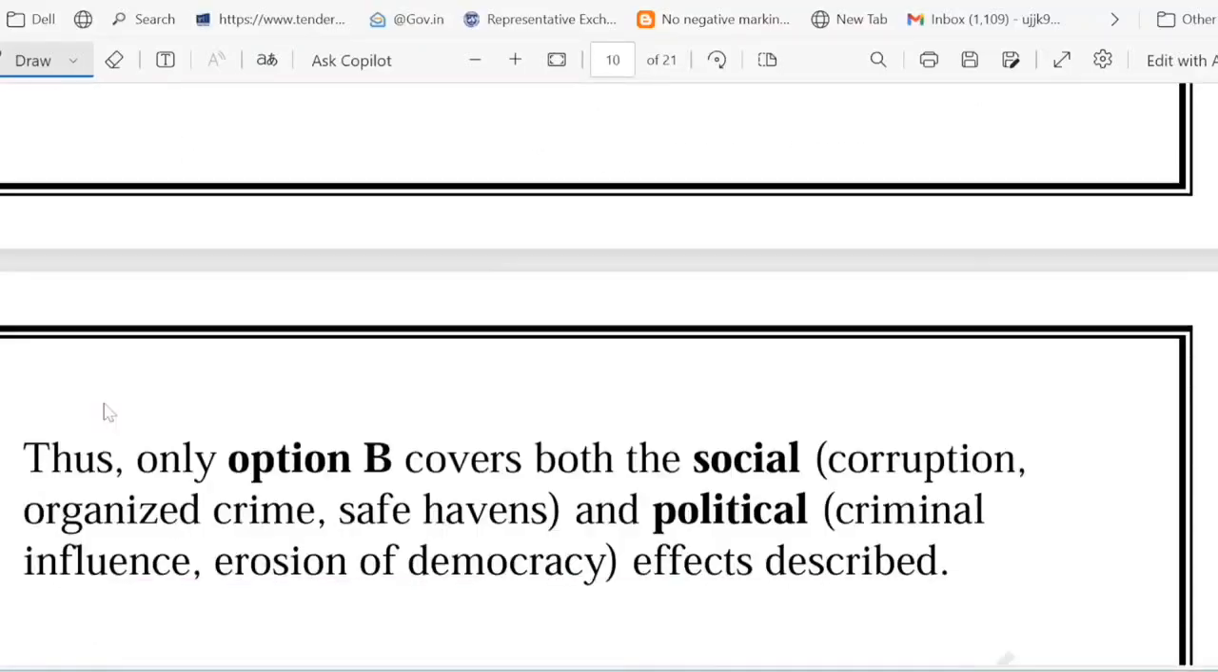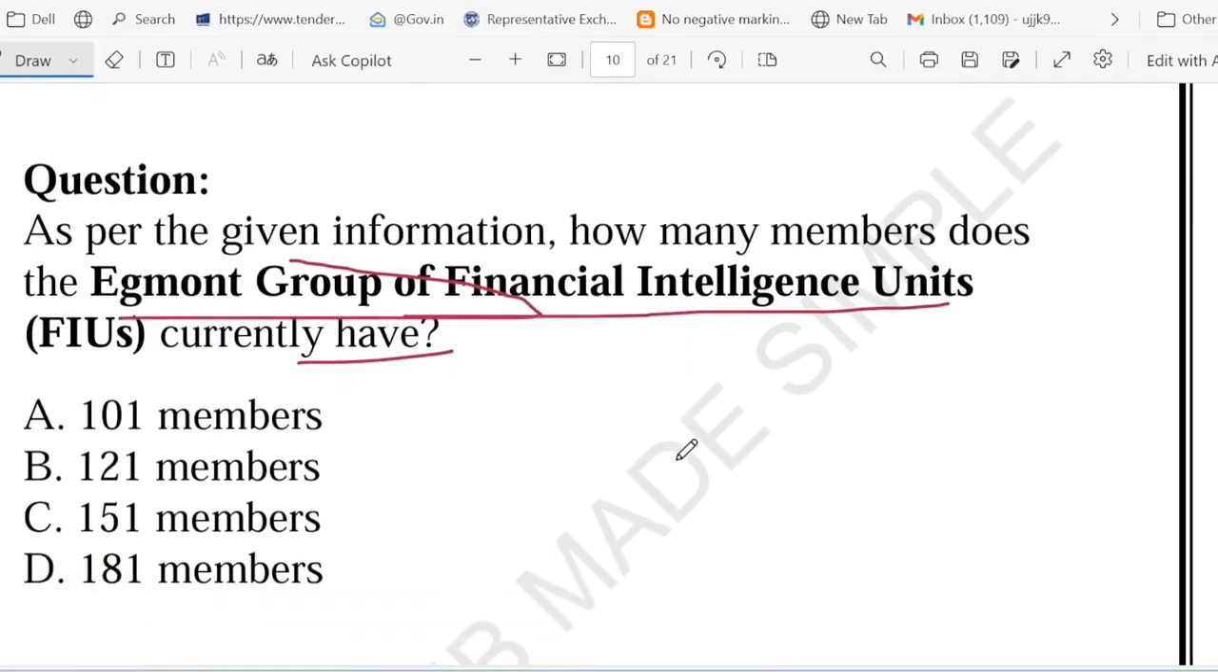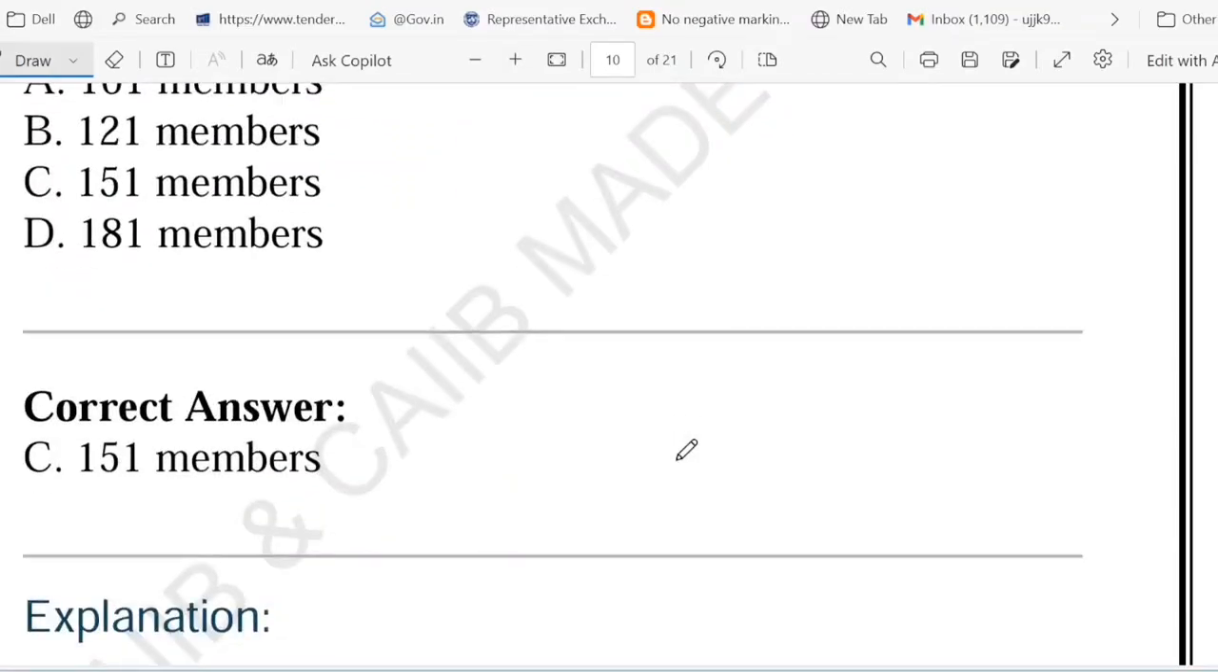Now the next question that was asked: as per the given information, how many members does the Egmont Group of FIUs currently have? This question is most frequently asked. I request you to please learn it wholeheartedly. Options are 101 members, 121 members, 151 members, and 181 members. Do you know? The correct answer to this question is 151 members.